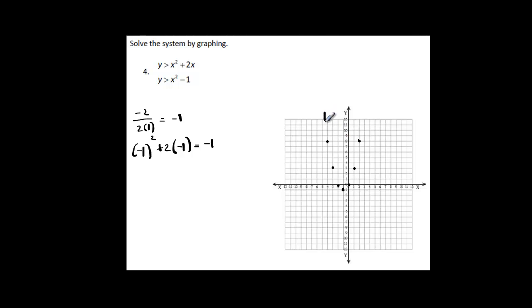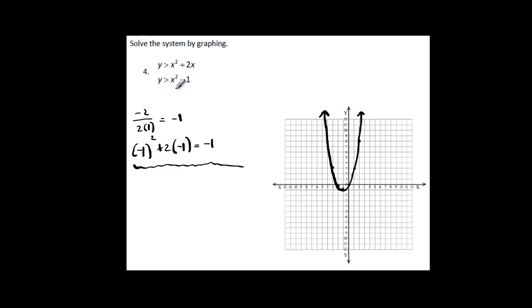So let's graph this as close as we can. That is impressive. I just impressed myself. Alright, so let's do the second one now. Second one down here.